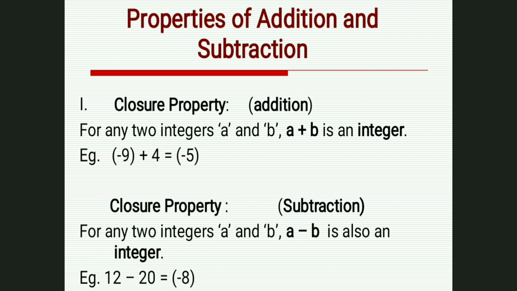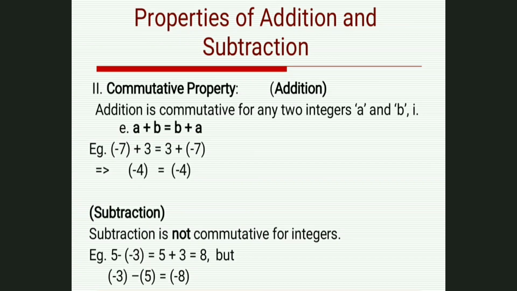So do you understand the closure property of addition and subtraction? If you are adding any two integers, whatever you get as an answer is an integer only. And if you are subtracting an integer from another integer, then whatever you get as the answer is also an integer.